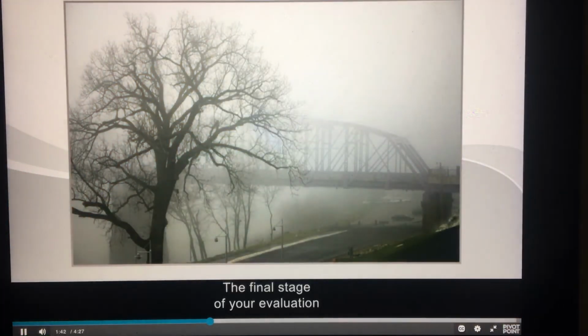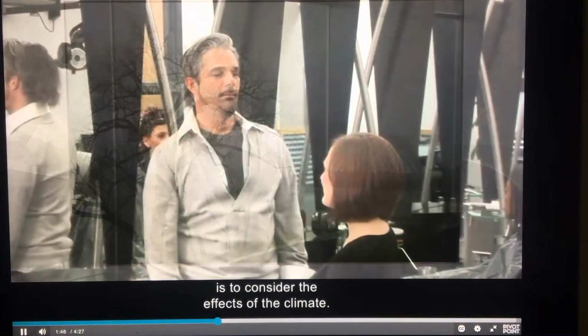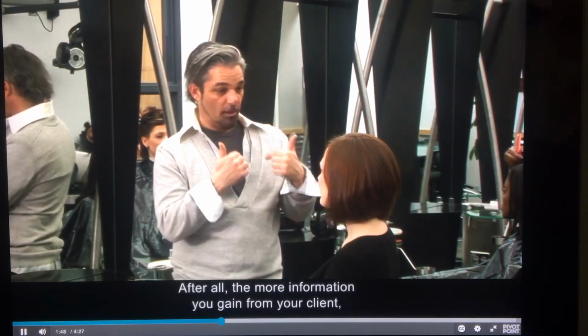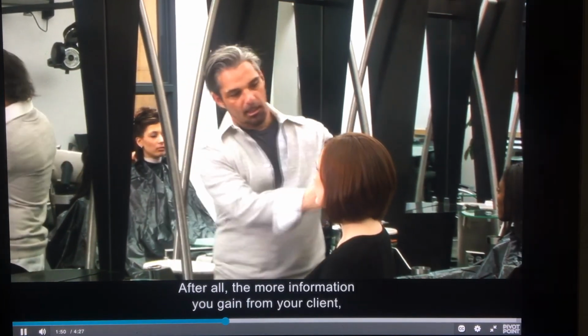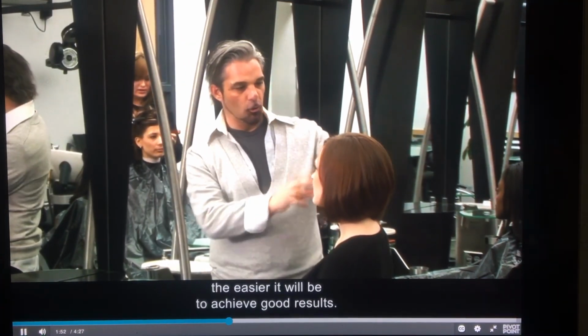The final stage of your evaluation is to consider the effects of the climate. After all, the more information you gain from your client, the easier it will be to achieve good results.